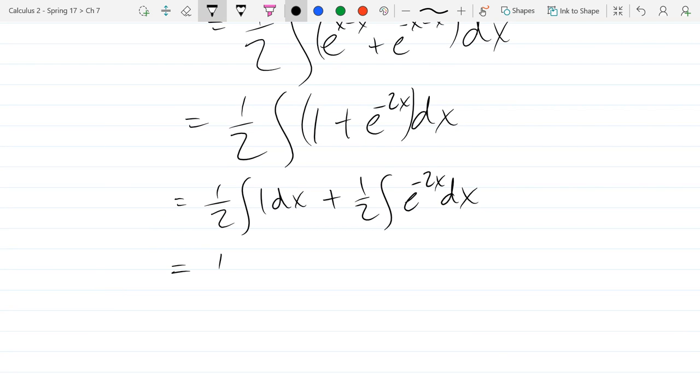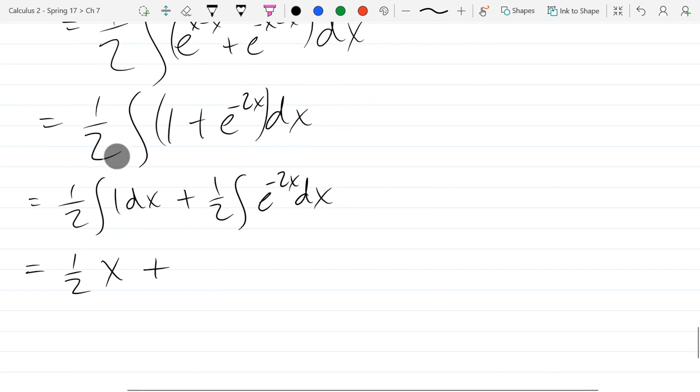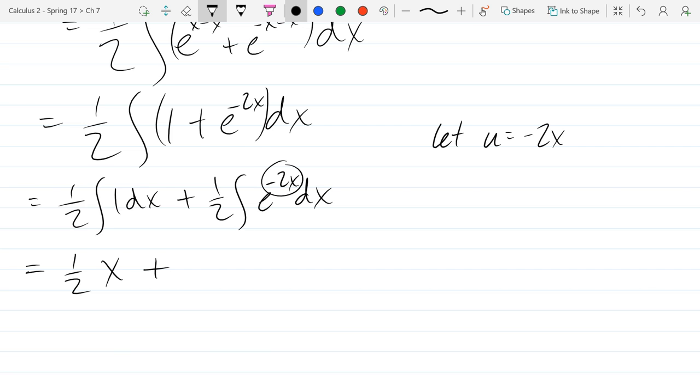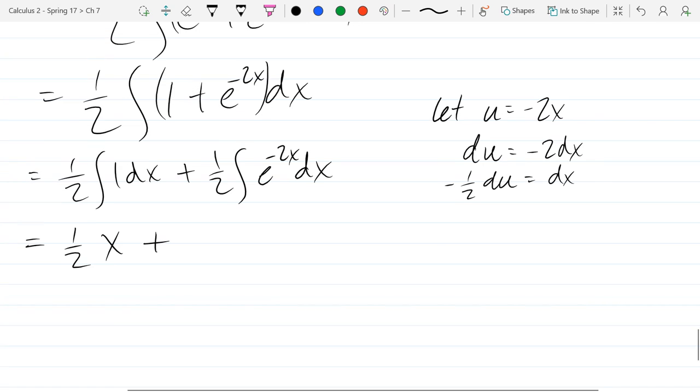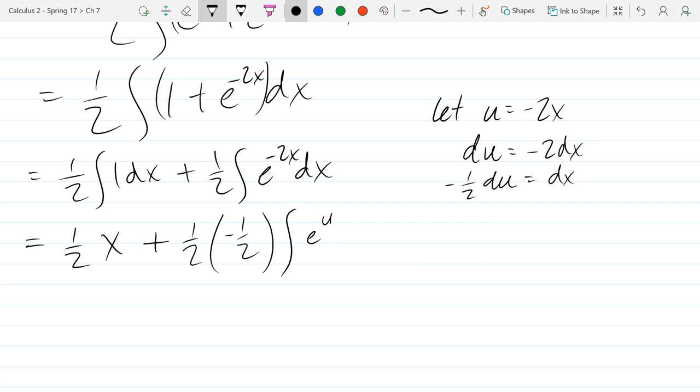What is the antiderivative of 1 dx? x. You can always check your guess. The derivative of x is 1, so that works out. Plus, how do I deal with this e to the negative 2x dx? U sub. What's a good u sub? Negative 2x. We pick the exponent right there. This is a good u sub because the derivative is just a constant, so we're not going to get any new x's in here. So du is negative 2 dx. We don't have a negative 2, so we'll bring that negative 2 to the other side as a negative 1 half. So you get negative 1 half integral e to the u du.